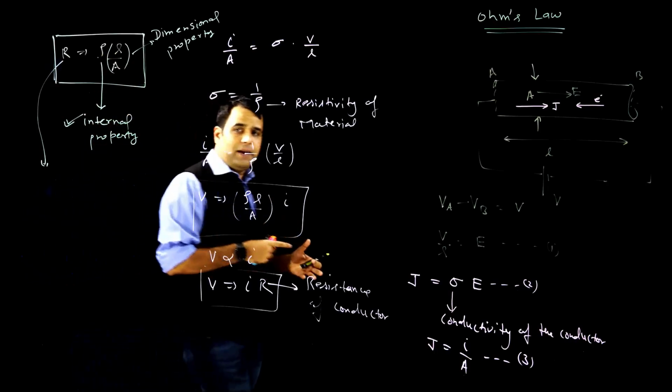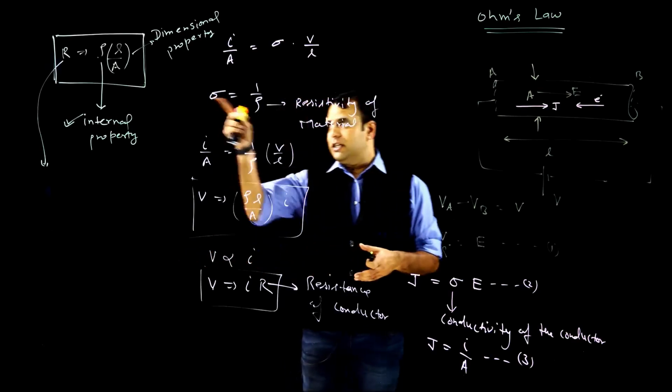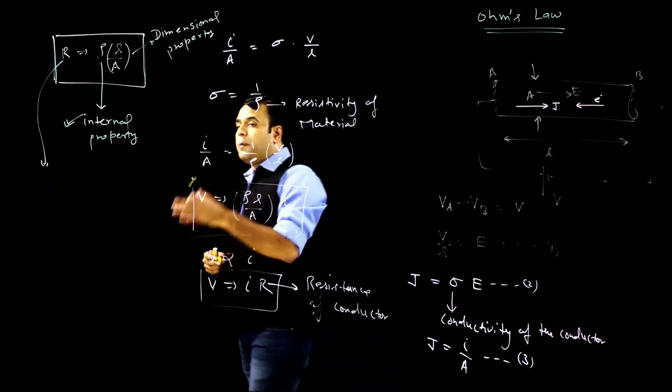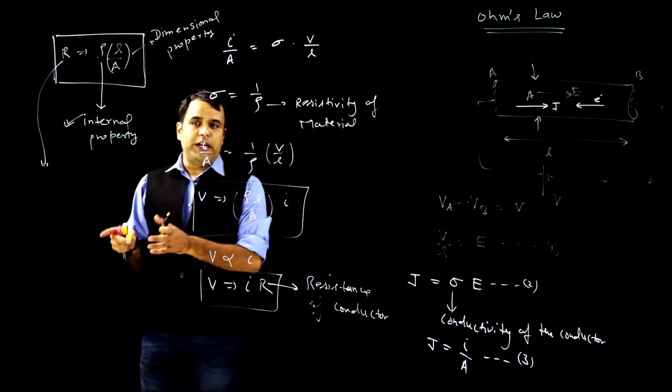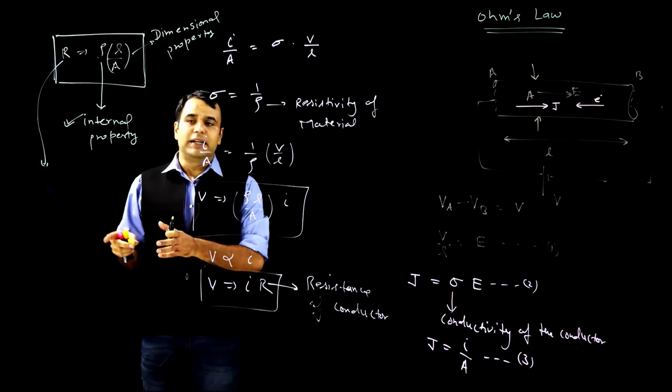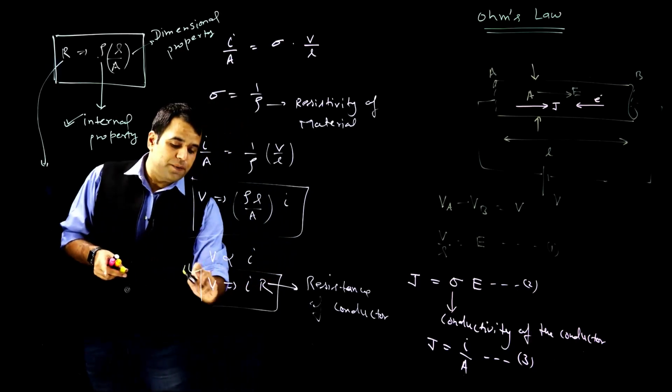If you change the material, the resistance will change. If you change the dimension, the resistance will change. So this is how we define the resistance as a property of a conductor, which gives the relationship between the voltage applied across the conductor and the current generated across the conductor. So this is your Ohm's law.